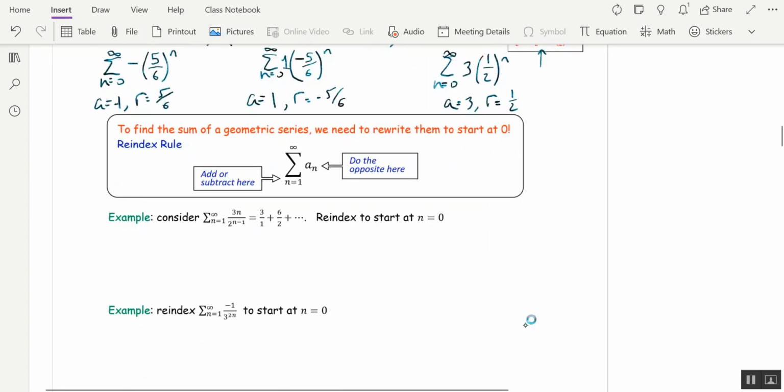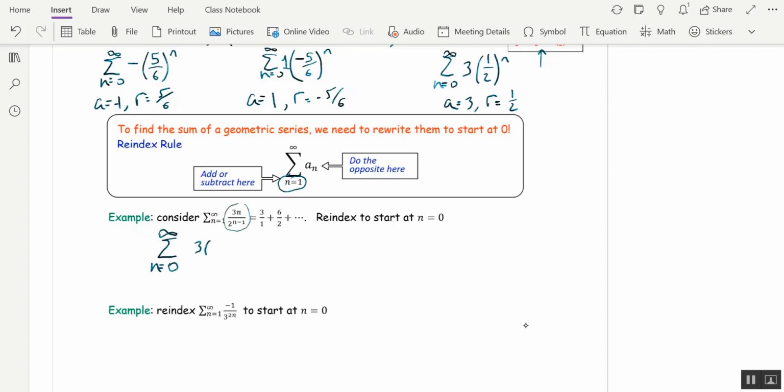And so here's the rule. Whatever you have to do down here to start at 0, like subtract 1 or add 1, you're going to do the opposite in the formula. So let's just do a couple of examples. This first one starts at 1, and we want it to start at 0. So I need to subtract 1 from the index down here at the base. I'm subtracting 1. That means everywhere in the formula, I add 1.